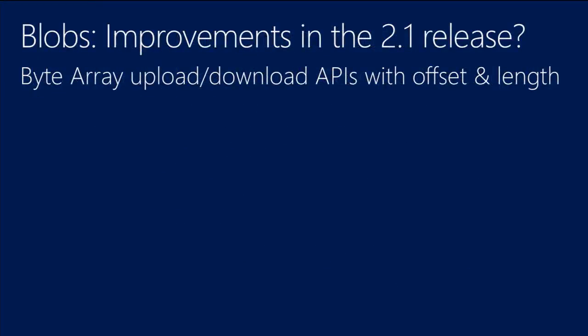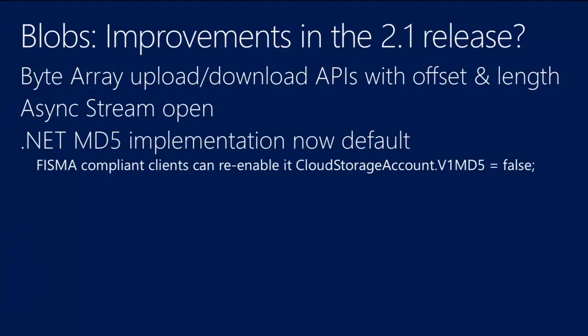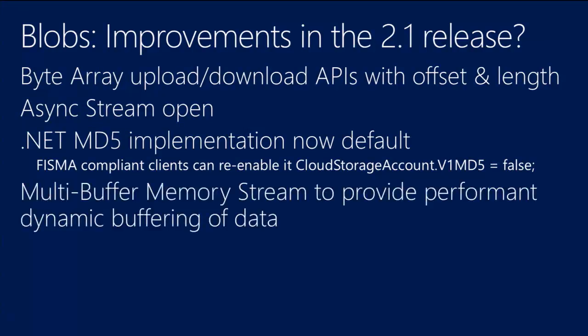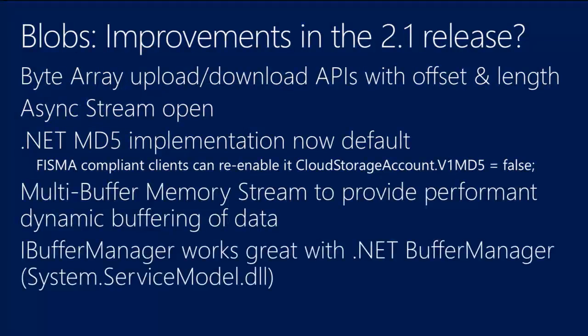So here's some of the improvements in the 2.1 release. Again, the new APIs. We have an asynchronous stream open. There used to be a synchronous call in there, so we fixed that. The .NET MD5 implementation, there's the flag right there if you need to set that back. The multi-buffer memory stream, and then the IBufferManager, again, pointing you to the system service model, because that works great. You can hook it up in just a few lines of code.